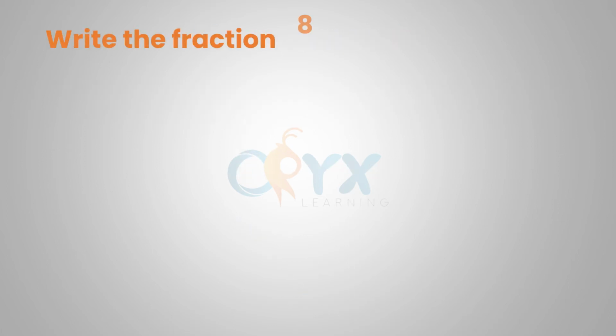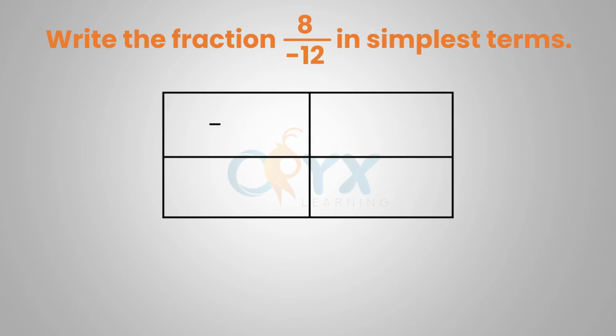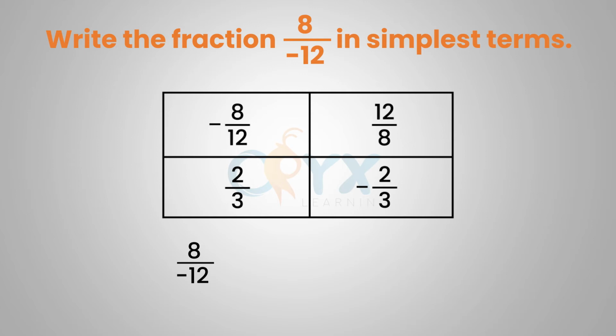Write the fraction 8 over negative 12 in simplest form. In order to write the fraction in simplest form, we must divide out the common factor. 8 and 12 have a common factor of 4, so I'll divide both the top and bottom by 4. This leaves me with 8 divided by 4, or 2, on top, and negative 12 divided by 4, or negative 3, on the bottom. So 8 over negative 12 reduces to negative 2 thirds.